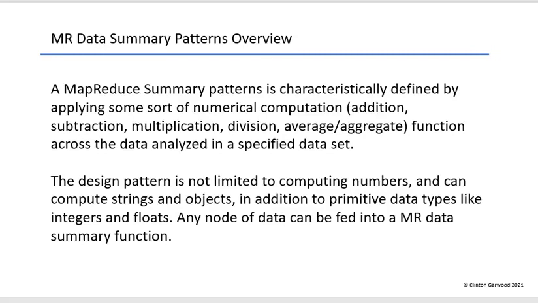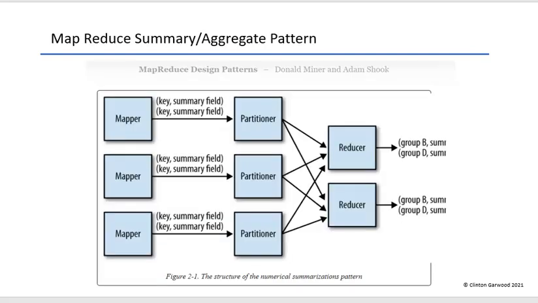A data summary MapReduce design pattern takes the concept of applying a mathematical function, typically addition, subtraction, multiplication, or division, but might also include computing an average to every node of data found in the data set. The design pattern, as it's illustrated here, first breaks the data down into multiple chunks. And this is the mapping stage, and unique characteristics of data are identified as key value pairs.